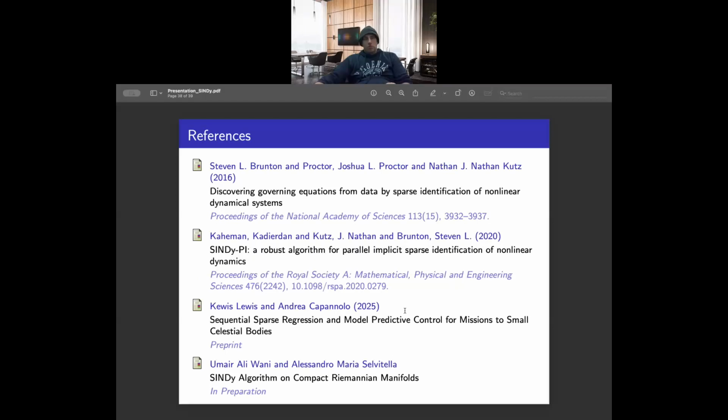And these are the references. The first one is the basic SINDy paper. The next one is where they introduced SINDy-PI. The third one is where I got the figure, the path is SINDy, and the fourth one is our paper, which is in preparation. That is what we are working on. And I guess that's it.